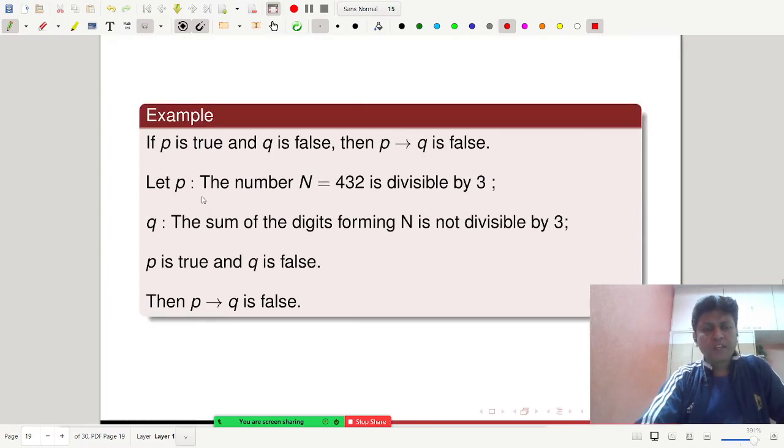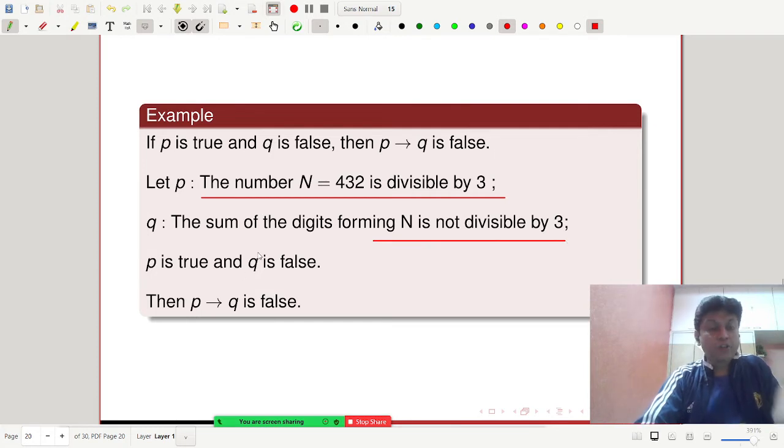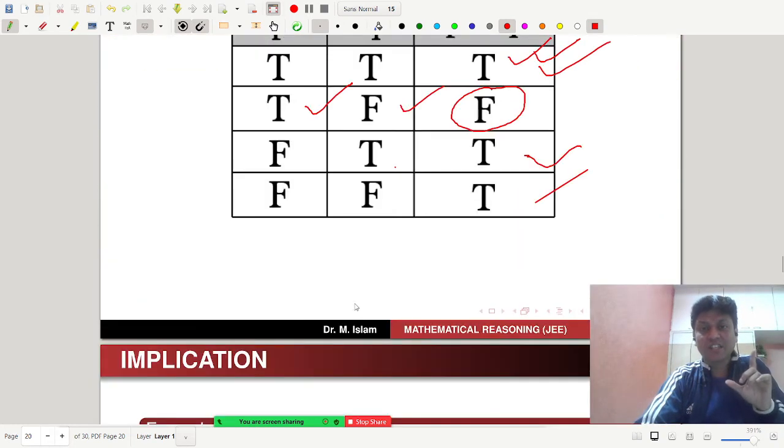So suppose P is the same statement as the previous one, the number n equal to 432 is divisible by 3, and Q is a statement, the sum of the digits forming n is not divisible by 3. So naturally it's very clear that P is true and Q is false. So P implies Q is false. So P doesn't imply Q. So this statement is false. P implies Q is false. So this is the example that explains this second thing.